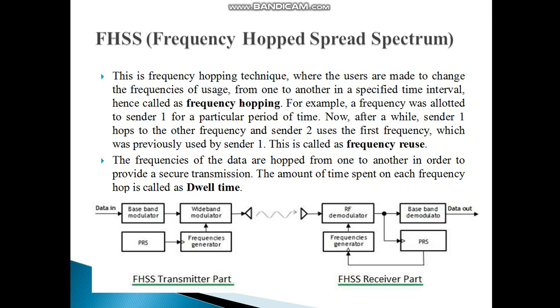In this diagram there is the FHSS transmitter part and the FHSS receiver part. It consists of a baseband modulator connected to the wideband modulator, and a PRS, pseudo random noise, frequency generator. In the receiver part, there are the RF, radio frequency, demodulator, frequency generator, PRS, baseband demodulator, and data output. The main focus is that modulation is performed at the transmitter end and demodulation is performed at the receiver end.